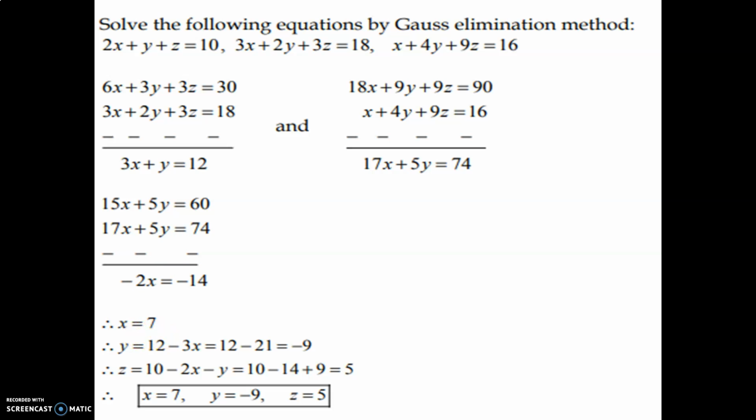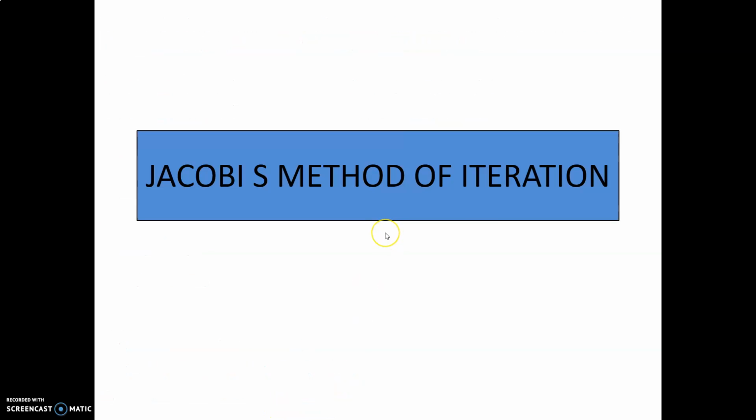x equal to 7. By back substituting, y equal to 12 minus 3x, 12 minus 21 equal to minus 9, and z equal to 10 minus 2x minus y, which is 10 minus 14 plus 9 equal to 5. So x equal to 7, y equal to minus 9, z equal to 5.